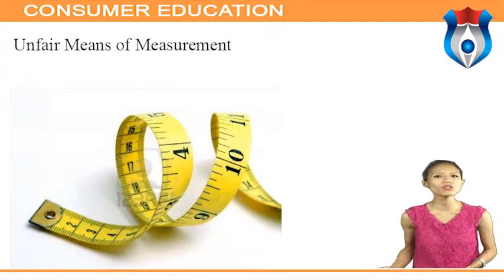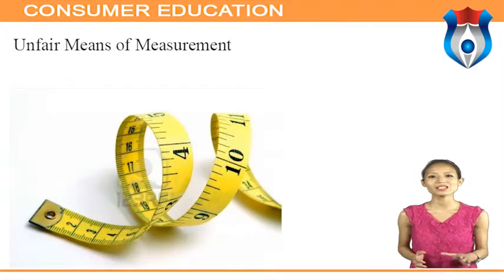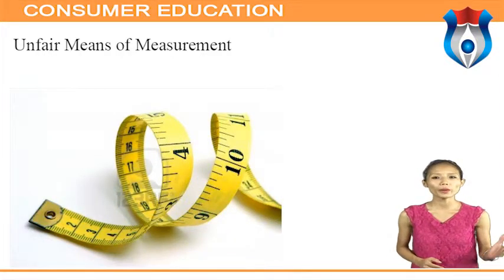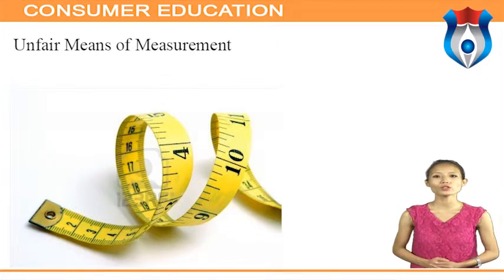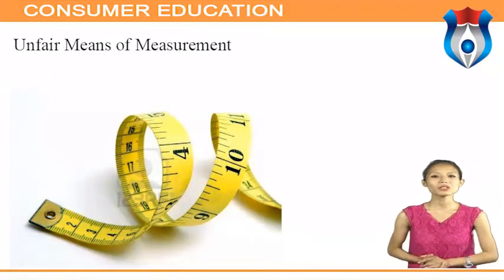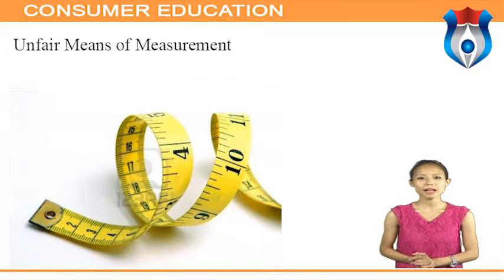The seller tries to deceive the consumer by using hand weighing scales in place of standard scales. The hand weighing scales usually weigh less than the usual weight. To prevent unfair means of measurement, the government has passed certain acts from time to time. In 1956, the government passed the Standard Measurement Act.